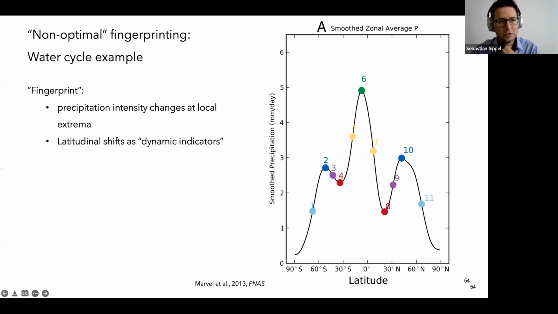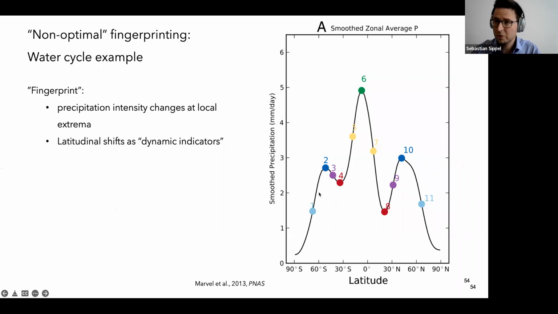And so she's defining these indicators as precipitation intensity change at these mid-latitude storm tracks, at the subtropical dry zones, and in the core tropics. And then she also has some latitudinal shifts. So at these half max points here, the points between the maximum and the minimum, she looks at how these latitudes are changing, and she calls these dynamical indicators of change based on some reasoning.